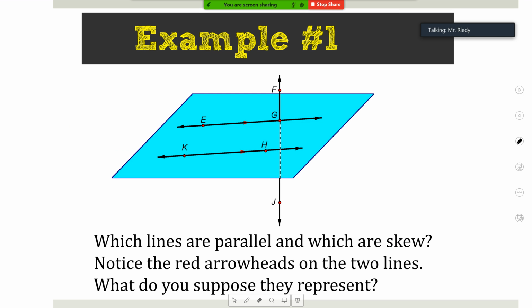So I've got a picture like this. What I'd like you to do is, first of all, wrap your head around what you're looking at, and then we're going to answer some questions. Enya, which lines are parallel? EG and KH. Beautiful. I also wanted to do this so we can practice some naming stuff. By EG and KH, I'm assuming you meant EG with a line over it and KH with a line over it, correct?